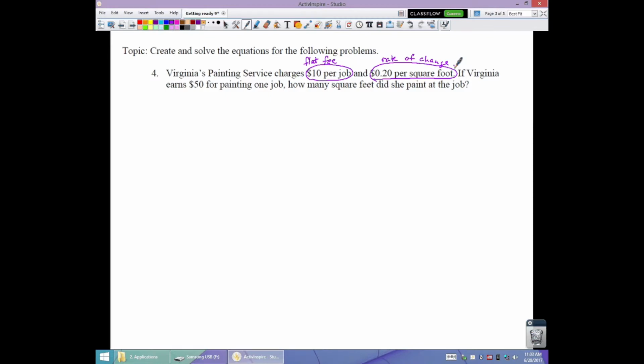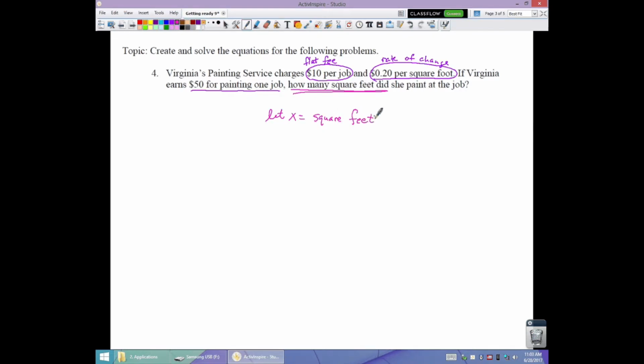If she earns $50 for one job, how many square feet did she paint? So ask yourself, what is unknown? The unknown quantity here is how many square feet. So let x equal square feet.